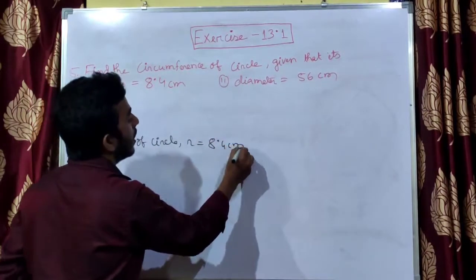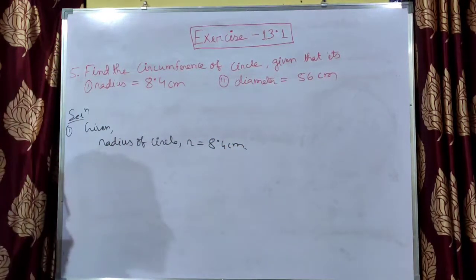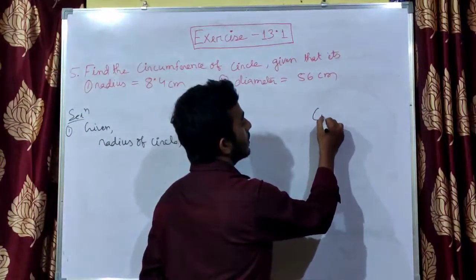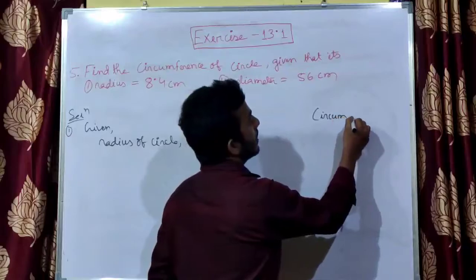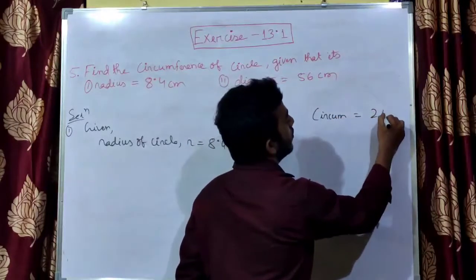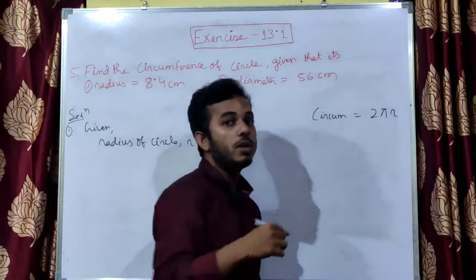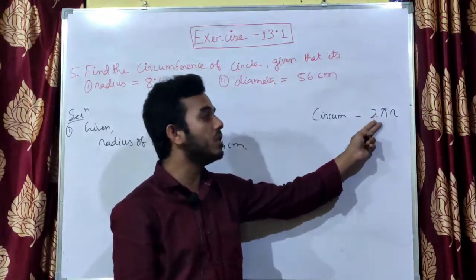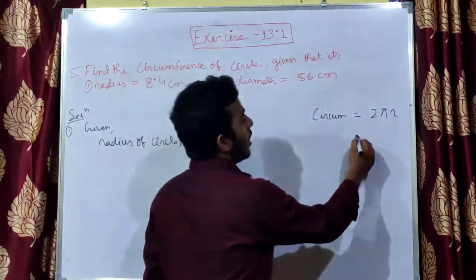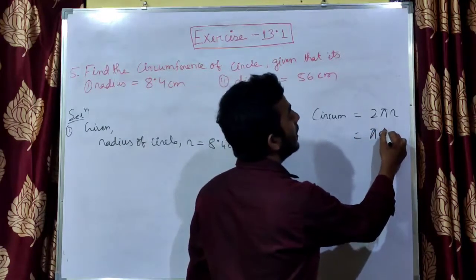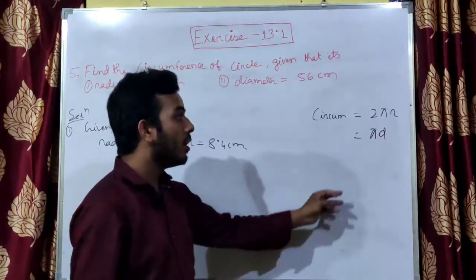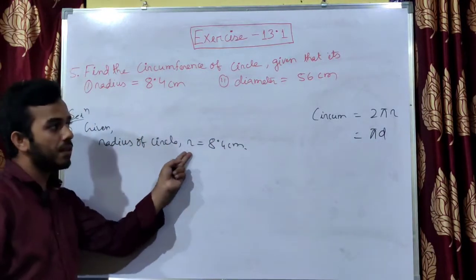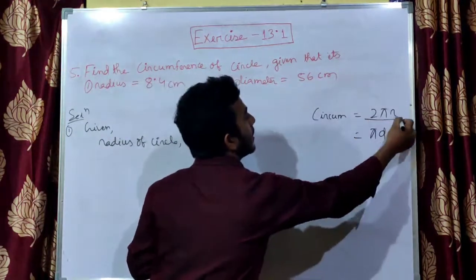8.4 centimeter. And we know circumference of circle. Yes, I have given two circumference formula, right? One, circumference equals 2 pi r, and I have told you that when there is radius in the question, we will use this. And another was pi d. When diameter will be there in the question, we will use this. Okay. So here radius is given, we will use this one.